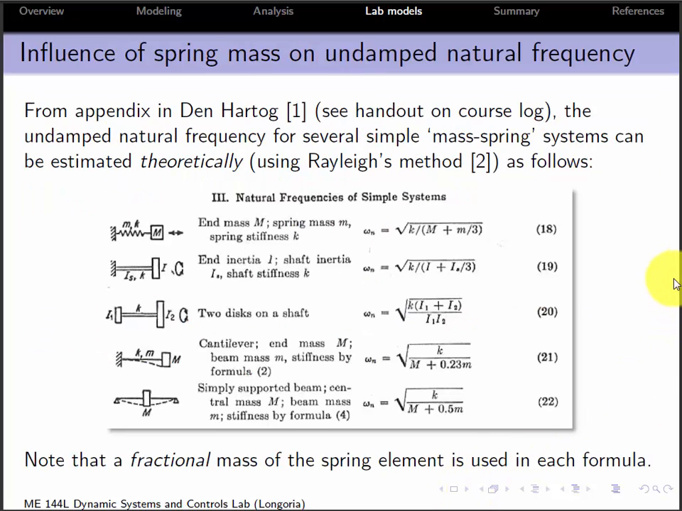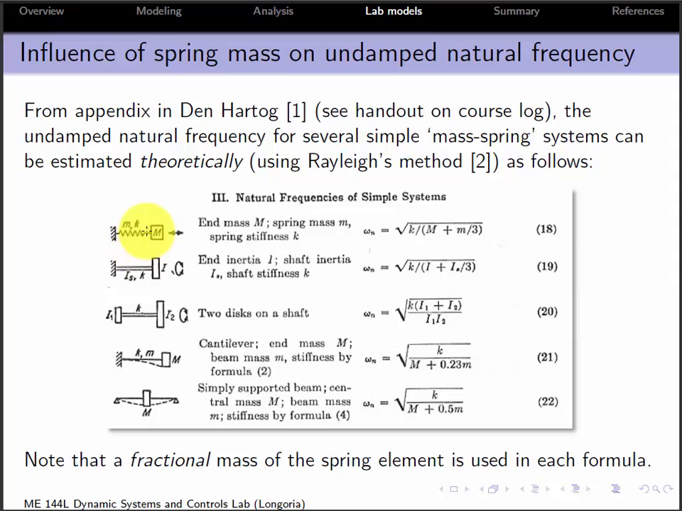And let's look at the influence of the spring mass on undamped natural frequency, right? Normally, when we model these systems, we're making an assumption that, okay, we have this, sort of call it the main mass, and here's some bunch of little examples in this table from this book by Den Hartog that's referenced here at the end of these slides. But Den Hartog shows several simple systems and formulas for estimating the natural frequency a little bit better than if you were just to assume that, hey, I've got an ideal spring here.